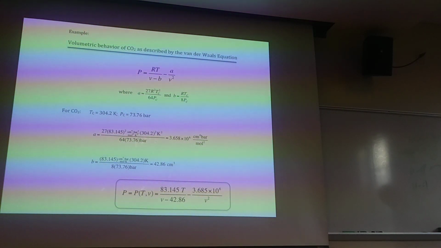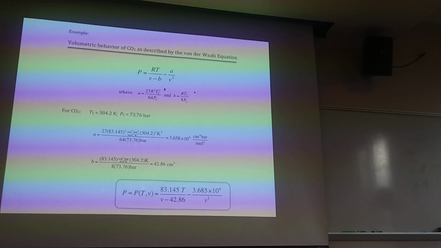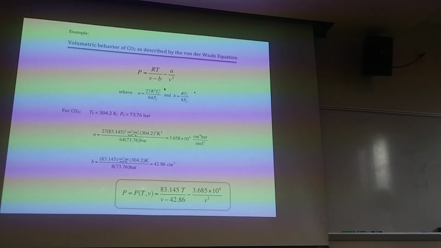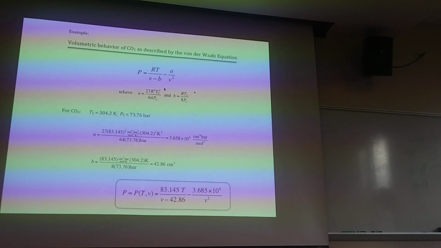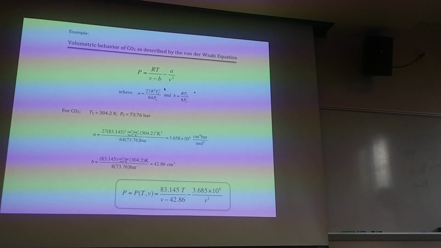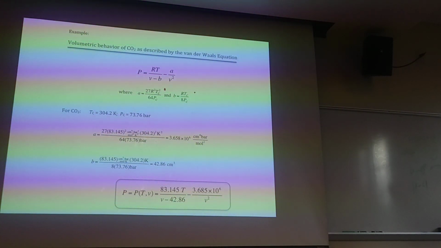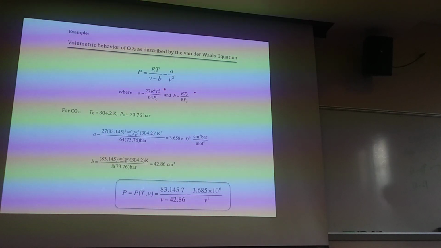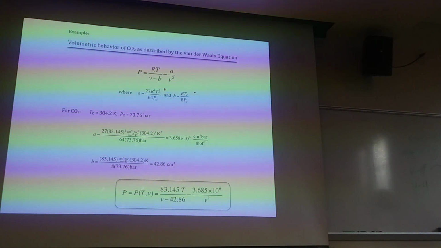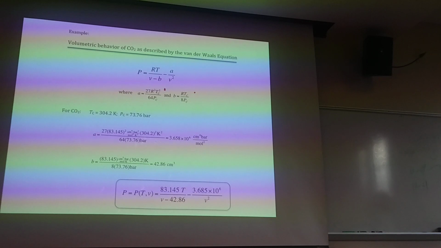So here's our A and B expressions in terms of the critical point properties. Here we have them, we can look them up in the table. Critical point temperature, 304.2 K. Critical point pressure, 73.76 bar. We're going to need a value of R as well, so we can put that in.